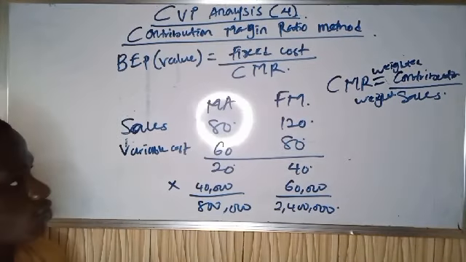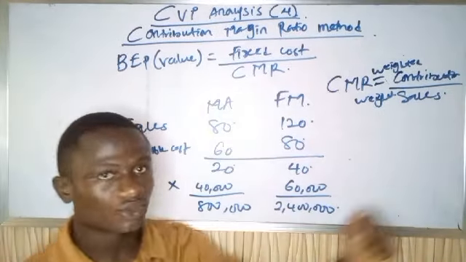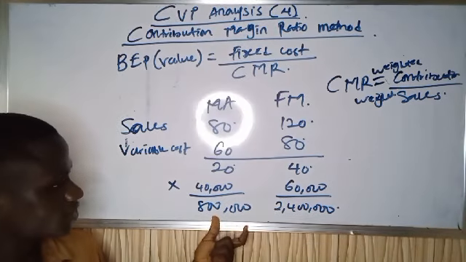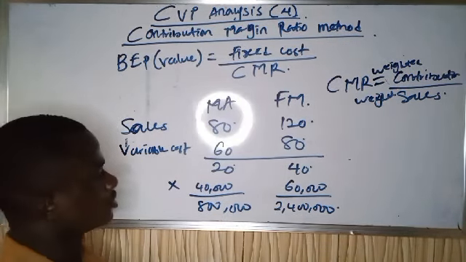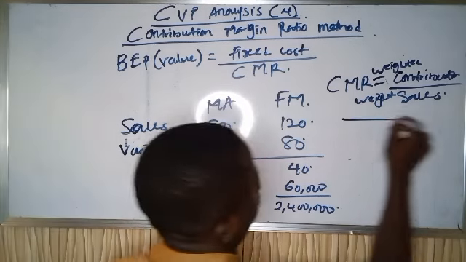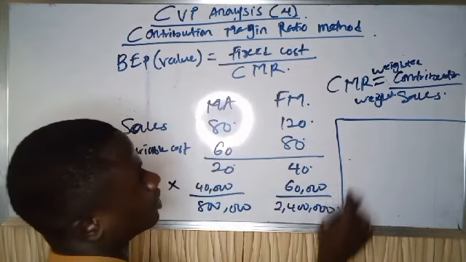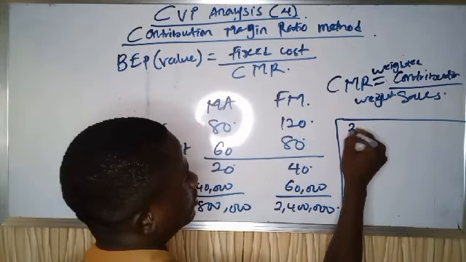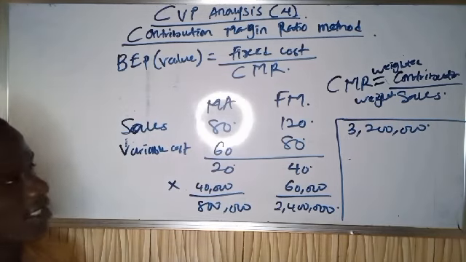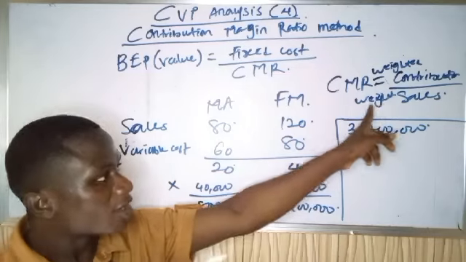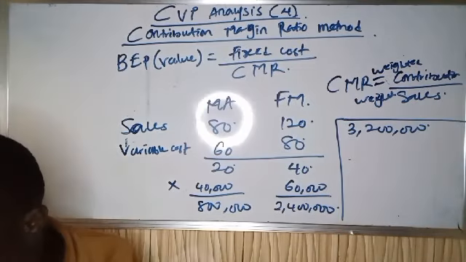So my total weighted contribution is 800,000 plus 2,400,000. So my total weighted contribution is 3,200,000. So let's now get our weighted sales. How are we going to get our weighted sales?